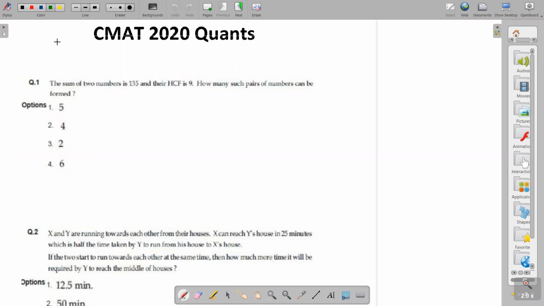The first question says the sum of two numbers is 135 and their HCF is 9. So the two numbers will be 9a and 9b, and their sum is 135. So 9 common, a plus b is 135. 9 ones are 9, 9 fives are 45, so we get a plus b is 15. Remember, a and b are co-primes, which means they don't have any common prime factors between them. So we have to find how many such pairs of numbers can be formed.